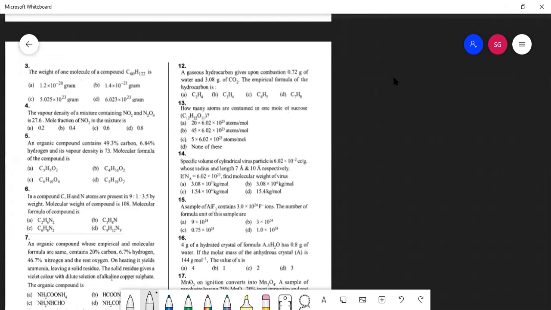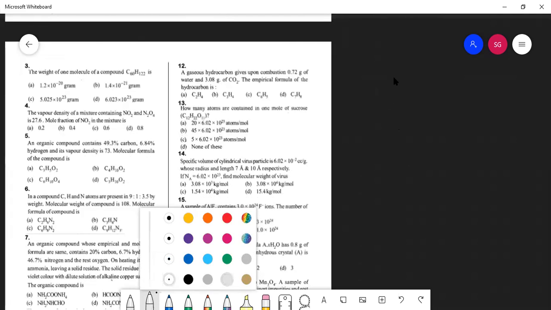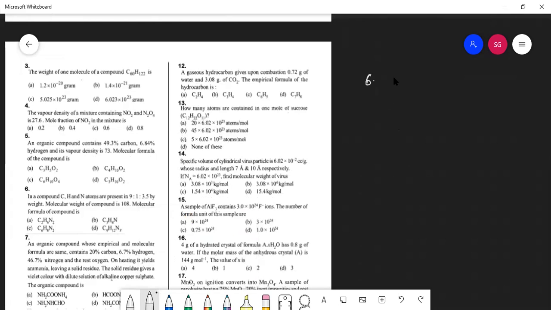Look at that doubt. The specific volume of a cylindrical virus. What is the volume given of the cylindrical virus? 6.02 into 10 raised to minus 2 cc per gram. This is the volume of 1 gram of virus, and its radius is given: 7 angstrom.